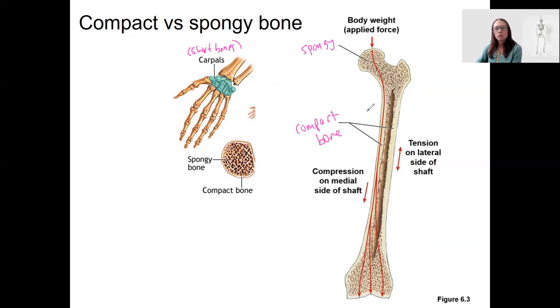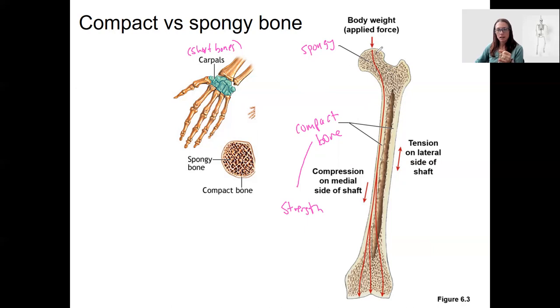And these two have different functions. Compact bone is much stronger. It's going to provide strength where support is needed the most. And that's what this diagram is supposed to be showing here. So strength, this would be the femur.